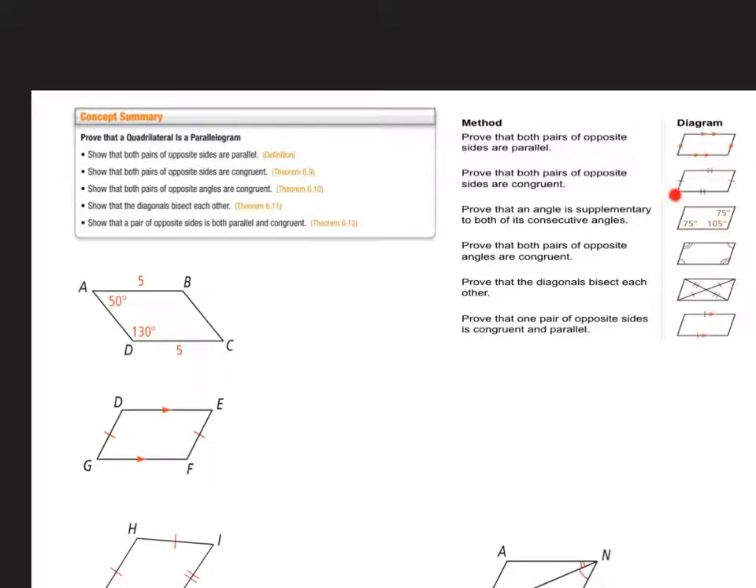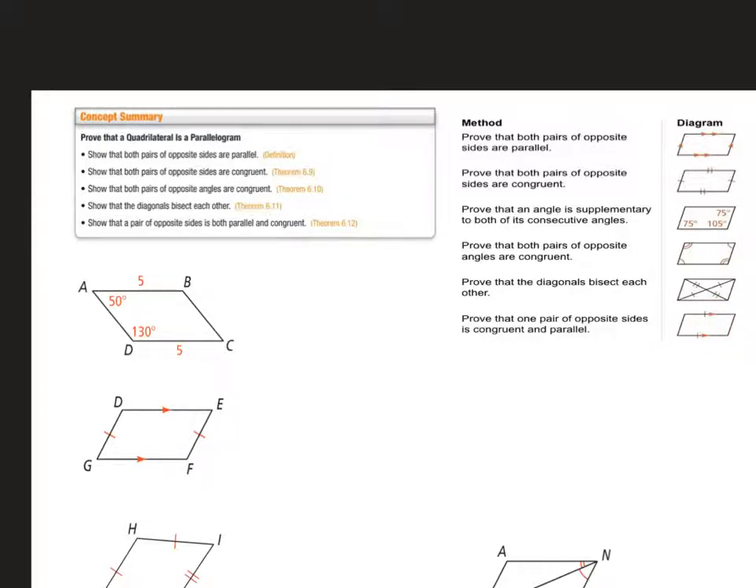So again, here is the picture. I have both pairs of opposite sides being congruent. I need to show that both pairs of opposite angles are congruent. So here's a picture that shows that both pairs of opposite angles are congruent. I could show that the diagonals bisect each other. So here's a picture of what it would look like if I have a quadrilateral where the diagonals bisect each other. I could show that a pair of opposite sides is both parallel and congruent. And this bottom picture has that.